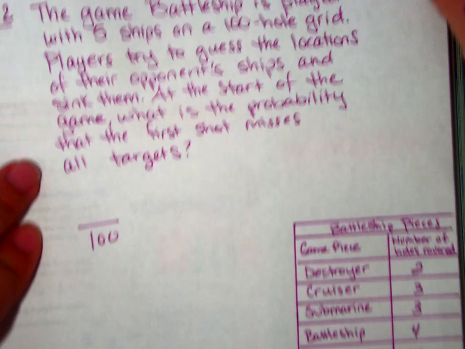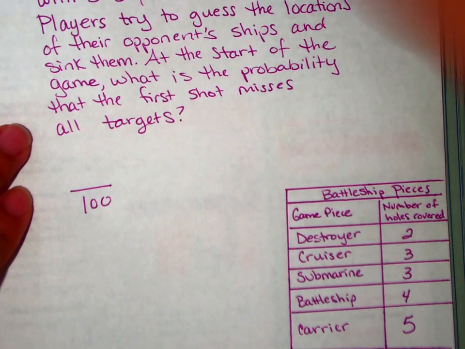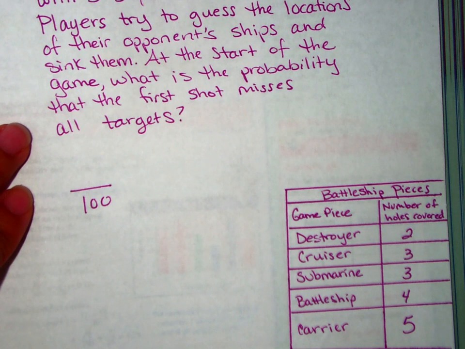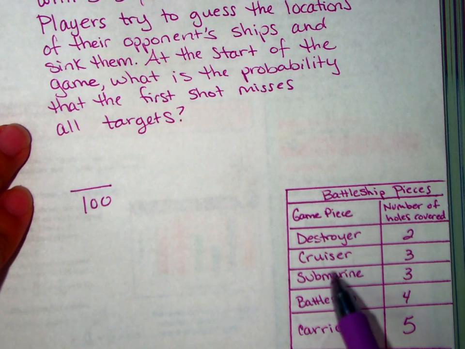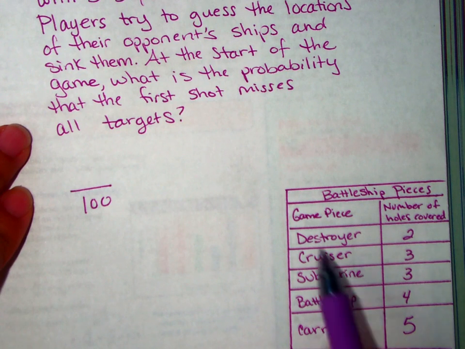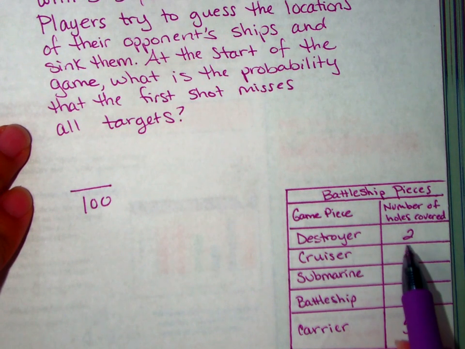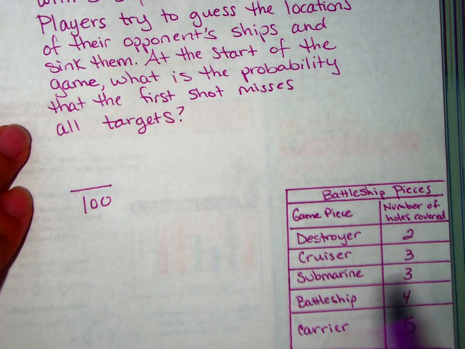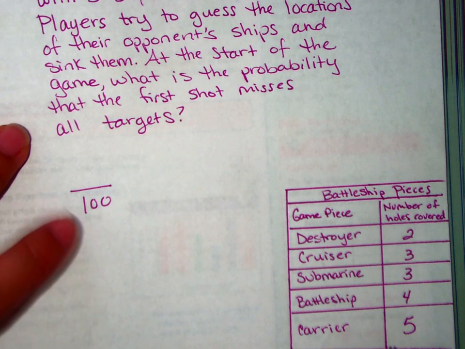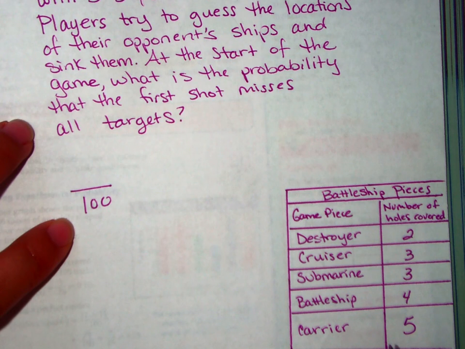And we have a chart over here with 5 ships. And the number of holes covered. So these ships, this was one of my favorite games when I was little. These ships are all different sizes. So the destroyer only covers 2 holes. The cruiser, 3. The submarine, 3. The battleship is 4 holes. And the carrier has 5 holes. Okay? So our question is, what is the probability of hitting one of these ships?